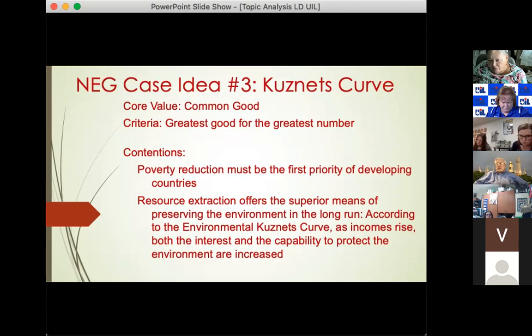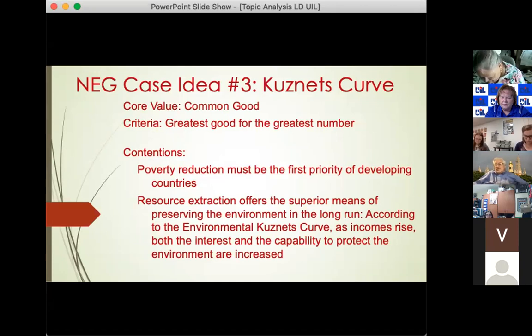The argument here is, look at what's happened in the developed countries. They used resource extraction, et cetera. As they develop, as they become richer, they then develop both the interest and the capability to protect the environment. So how is it true, for example, that in the United States, the water has become cleaner over the last 50 years? The air has become cleaner over the last 50 years.